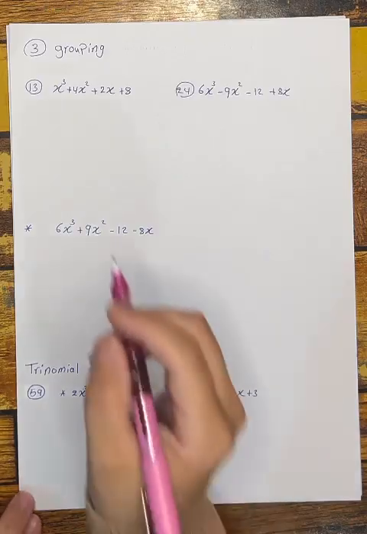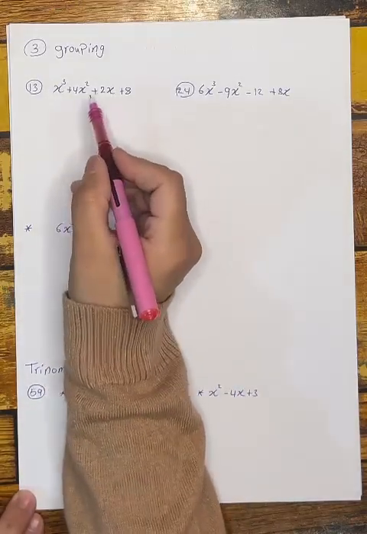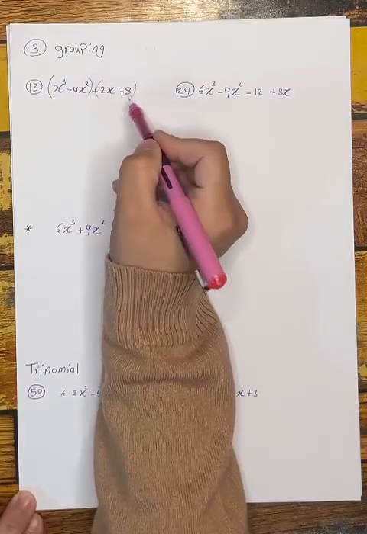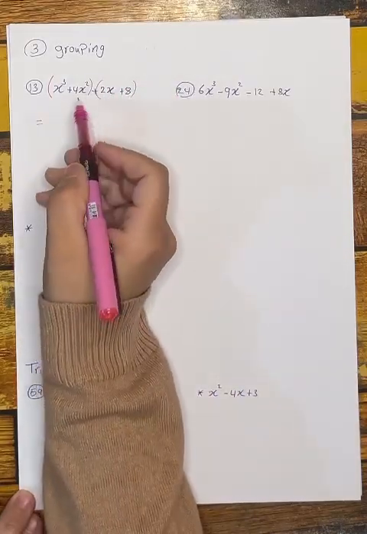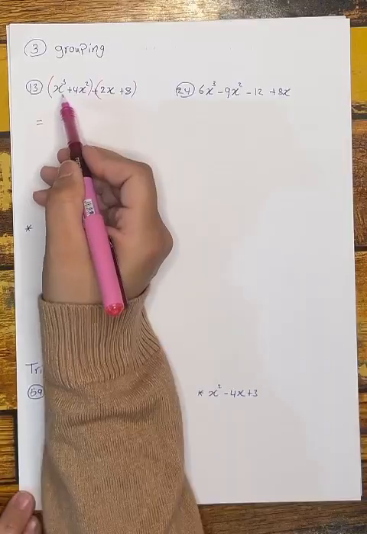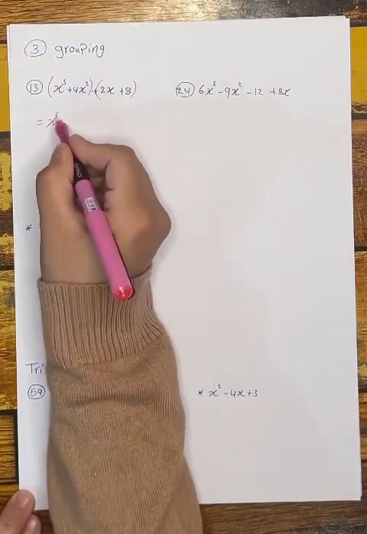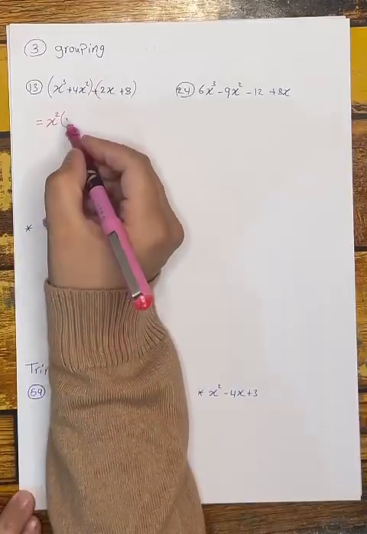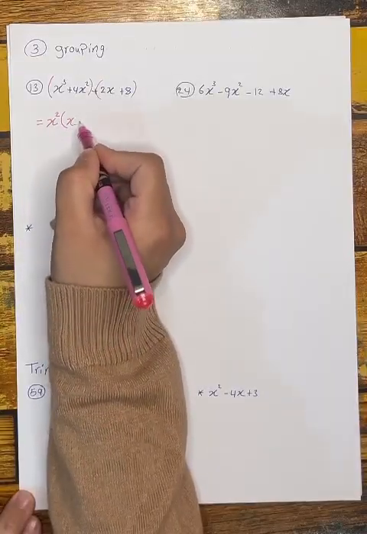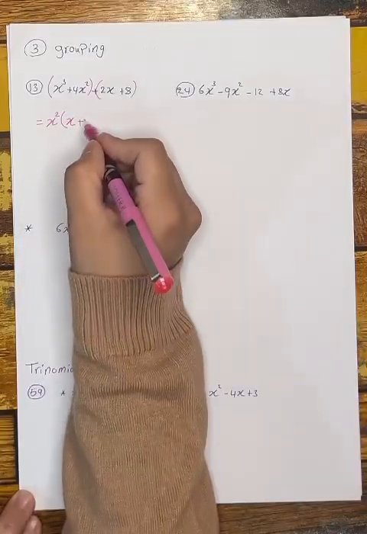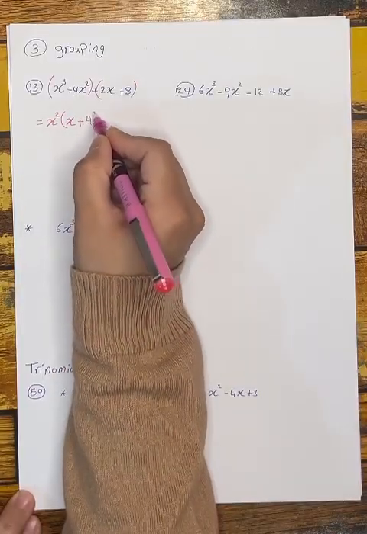Question 13. We can make a group between them. Now, the common factor between those two terms is just x power of 2. In the bracket, x power of 3 divided by x power of 2 will be x, plus 4x power of 2 divided by x power of 2 will be 4.